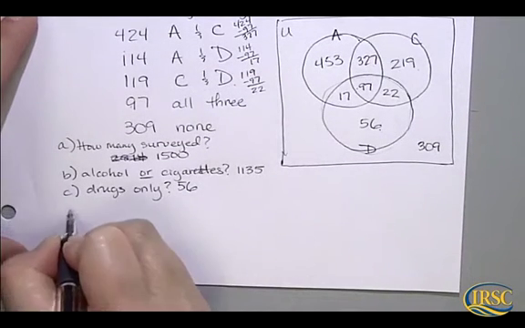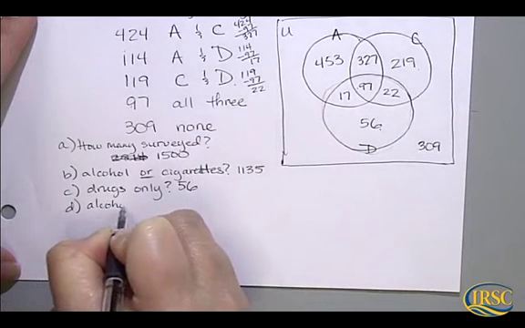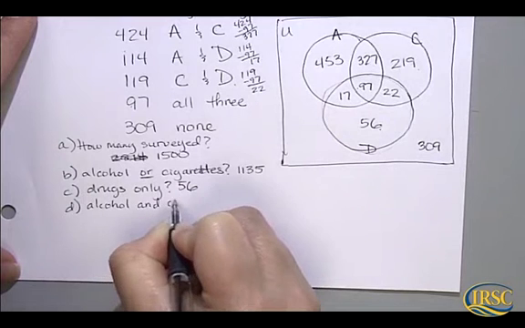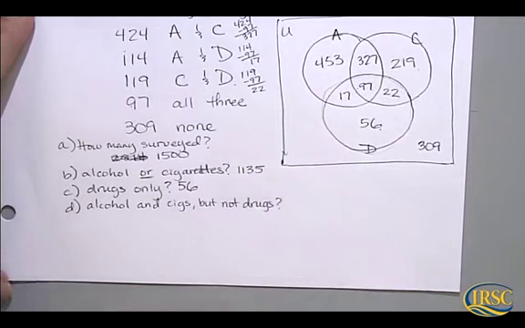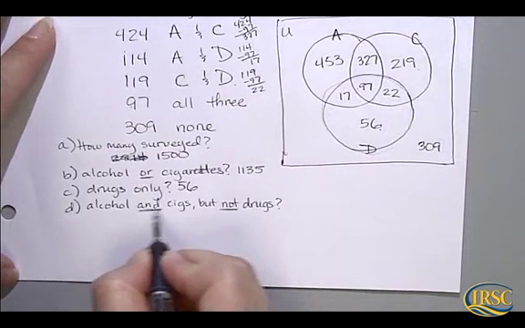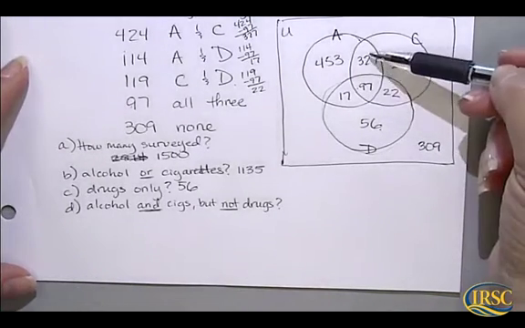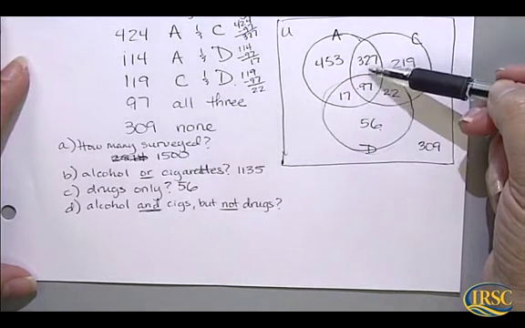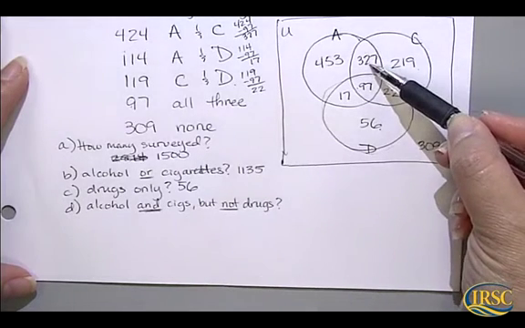Okay, D. How many drank alcohol regularly and smoked cigarettes but did not use illegal drugs? So alcohol and cigarettes but not drugs. Okay, key words: not, and. So and means what? Intersection. So the intersection of alcohol and cigarettes would be these two regions, but it said not drugs, so we don't want anything that's inside the circle for drugs. So that leads us to 327.